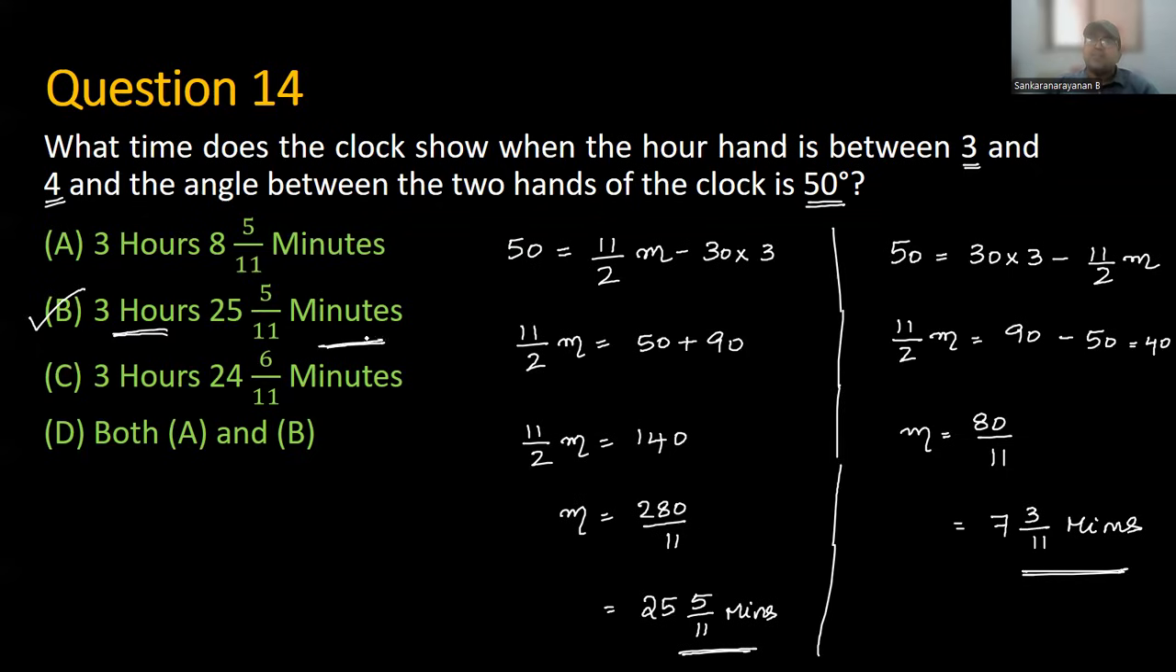Okay, please note any value theta, likely that it can happen 2 times, but not necessarily if that is the case. That option D, what you see there, both A and B, like that you should not conclude. Okay, it can happen that way also, like we saw earlier. But here, since that 7 and 3 by 11, the precise value is not listed here. Please analyze the options carefully and then pick the correct option. We can see that here option B, 3 hours 25 and 5 by 11 minutes, is the best answer that you can mark. Option B is our final answer.